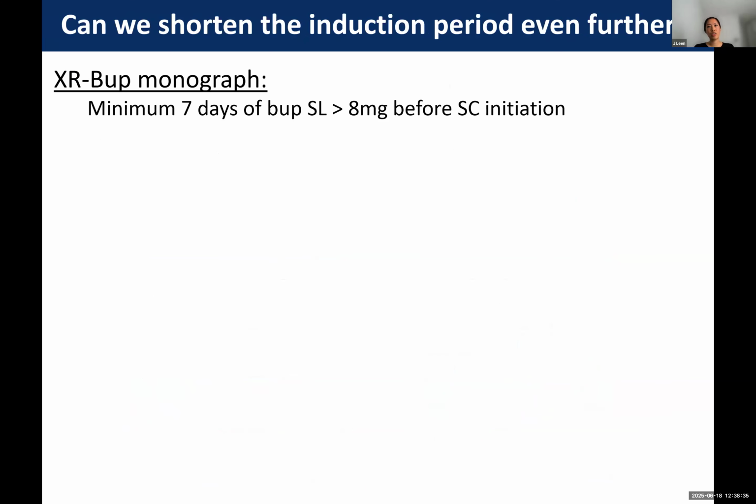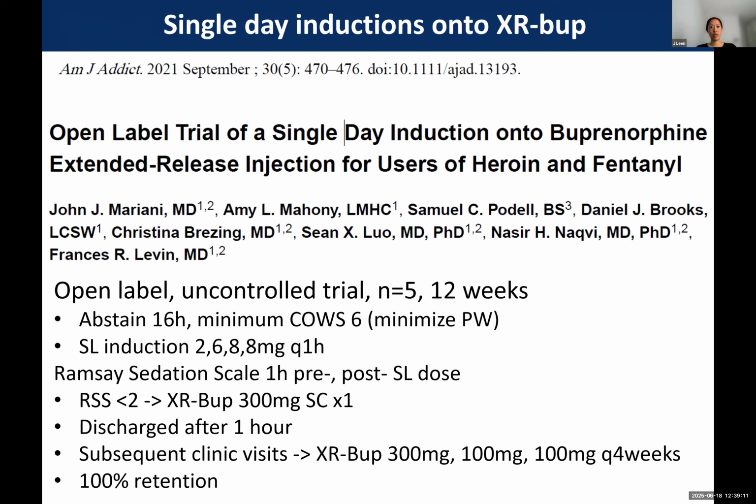So this begs the question, can we shorten the induction period onto Sublocade even further and sort of get rid of this minimum 7 days of sublingual buprenorphine? We know that the extended release serum levels do peak after 24 hours, so you will be well over that therapeutic threshold after 1 day. So at minimum, we can start to think about single day inductions. So that's what they looked at here in 2021.